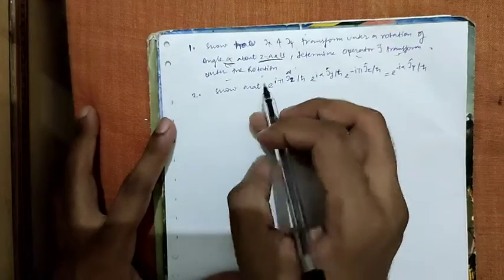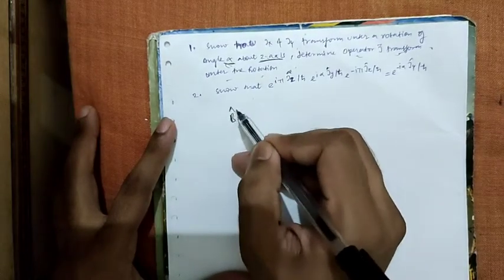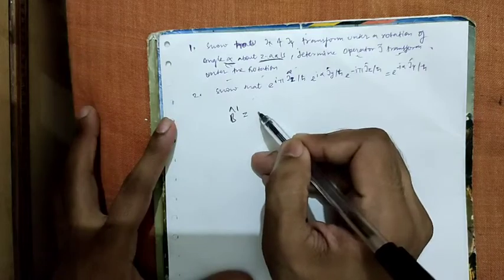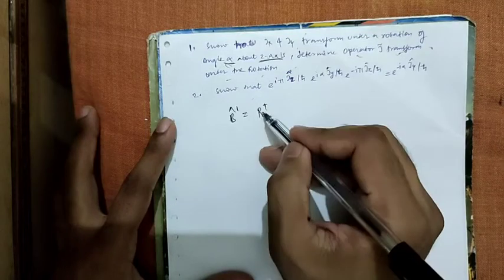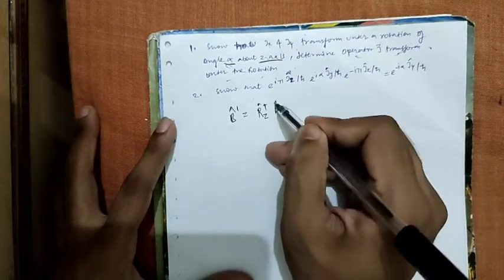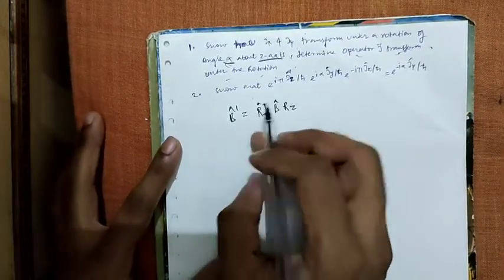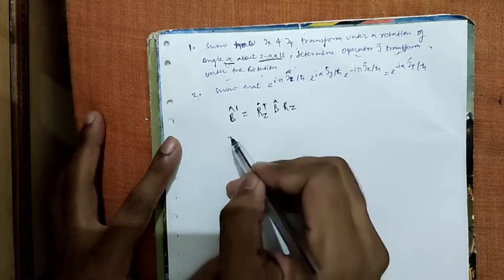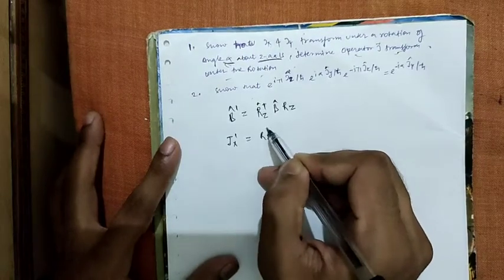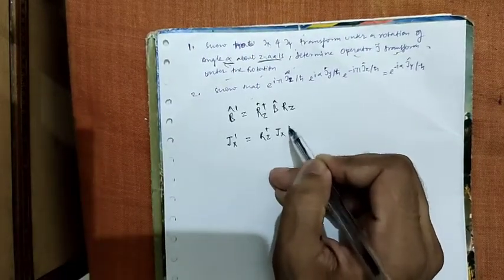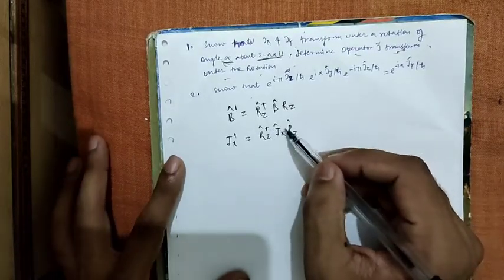To find this, we know that the transformation of an operator is given as Rz dagger, operator, Rz, as the rotation is about the z axis. Now here we have to find the transformed operator Jx dash by using Rz dagger, Jx, Rz. Now we know the values of Rz dagger and Rz.